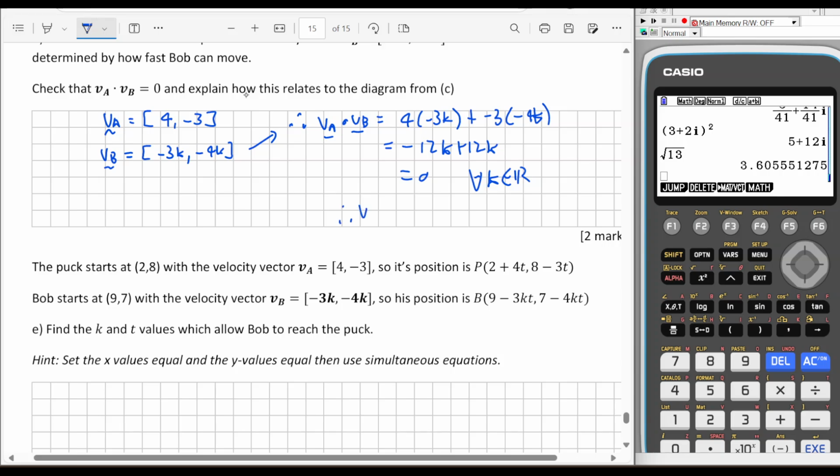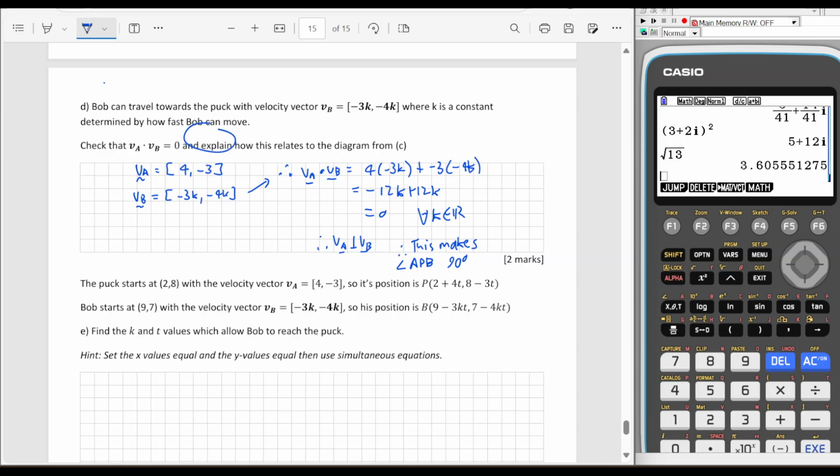So therefore VA is perpendicular to VB. Therefore this makes the right angle. So this makes APB 90 degrees. So that's the significance. You really do have to explain the significance there.